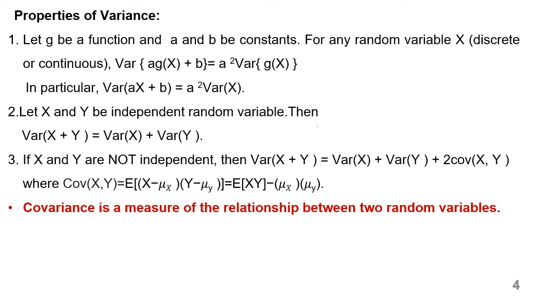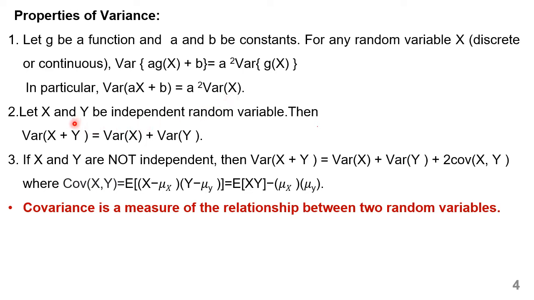Let us study the properties of variance. First one, let g be a function and a and b are constants. For any random variable x, be it discrete or continuous, variance of a into g of x plus b is given as a square into variance of g of x. In general, we have already derived it in the earlier slide. Variance of ax plus b is equal to a square variance of x.